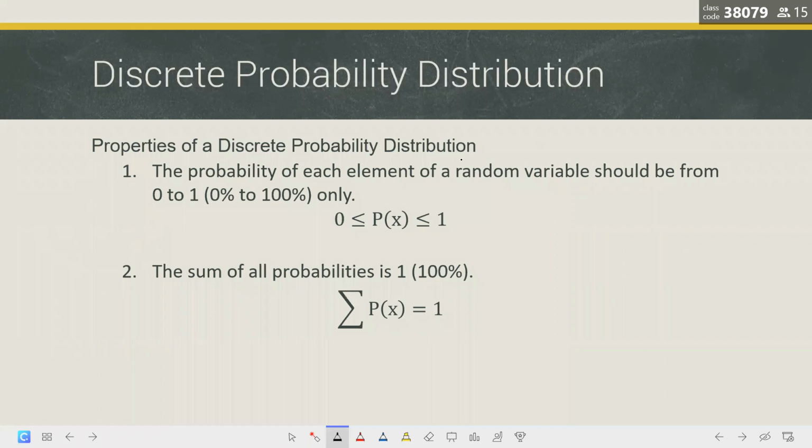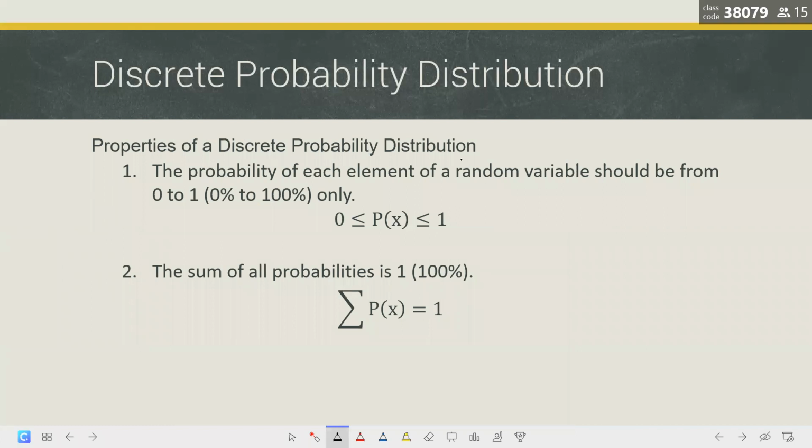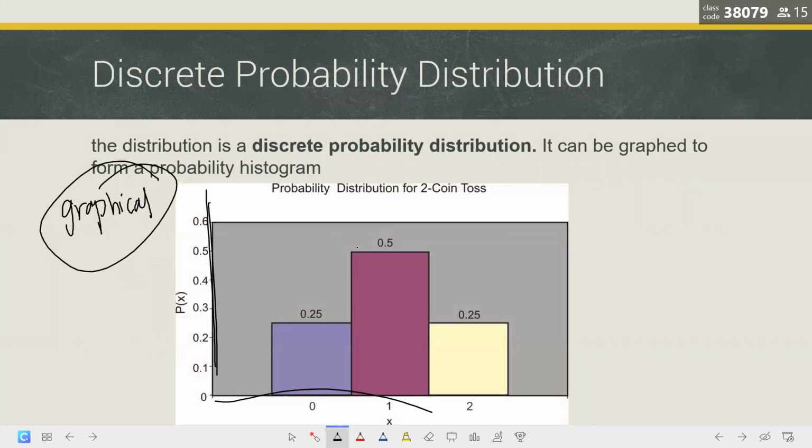Ayan. So, balik tayo. Para masabi natin na siya ay discrete probability distribution, the probability of each element of a random variable should be from 0 to 1 only. So, from 0% to 100% only lang. So, balikan natin kanina. Ito, 0.25 or 25%, 0.5 or 50%, 0.25 or 25%, lahat ba dyan less than 1? Lahat ba less than 1, class? Tama or not?